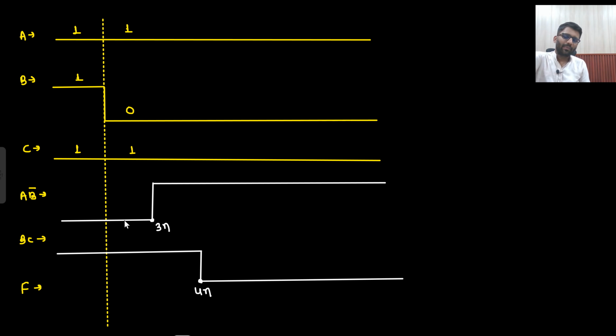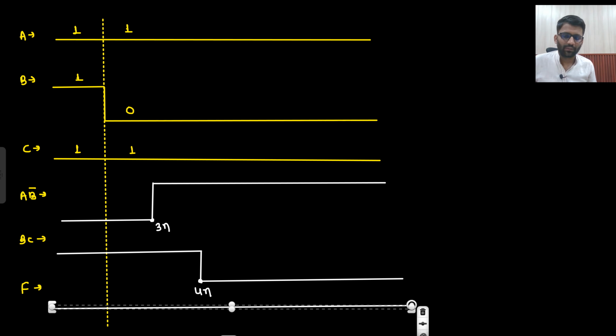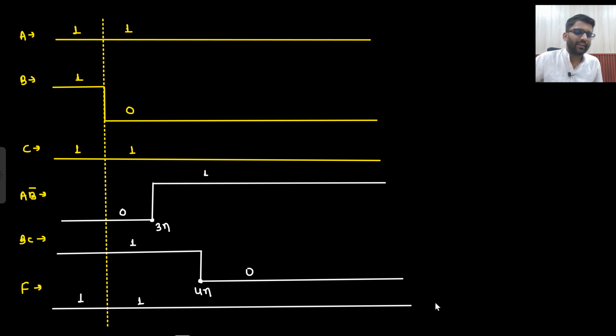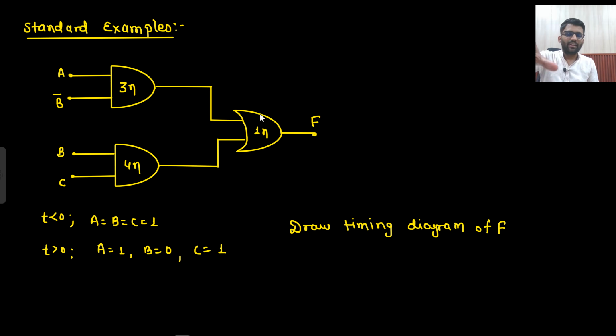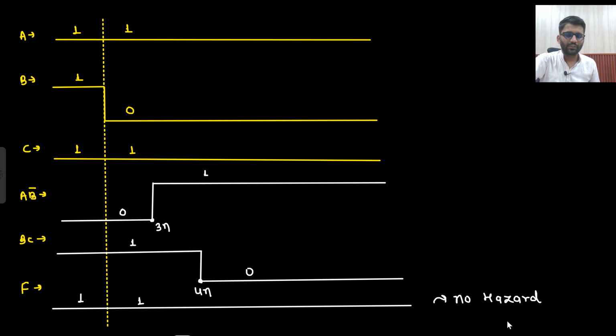Now tell me if I add them up. 0 plus 1, 1. 1 plus 1, 1. 1 plus 0, 1. Always it is 1. F is always 1. Right? And this was 0, 1. Although there is some delay, still there is no hazard. We will write down all the conclusions and see everything, but just now treat it as a question only. So it is always 1.